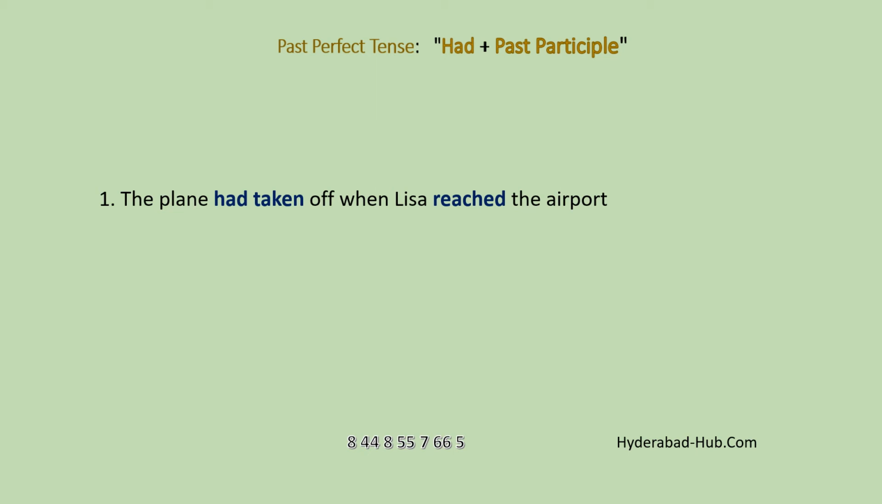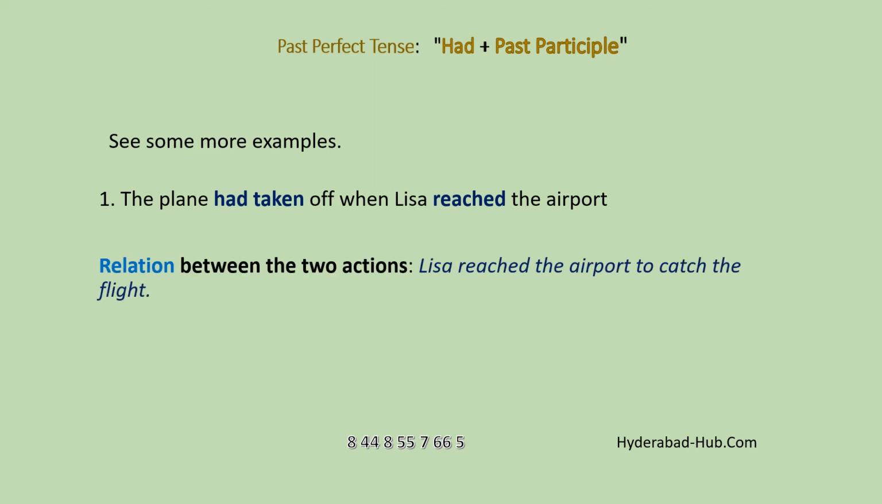See some more examples. The plane had taken off when Lisa reached the airport. So the plane had taken off is the earlier action and Lisa reached the airport is the later action. We can understand that Lisa reached the airport to catch the plane. That is how the two actions are related.